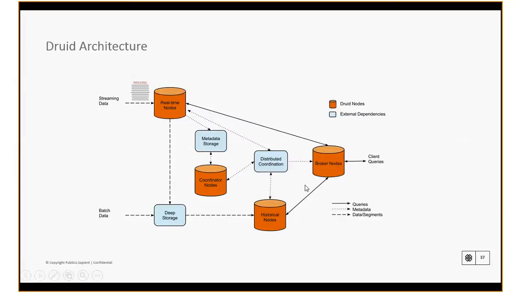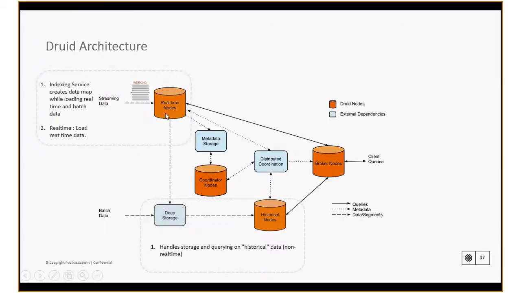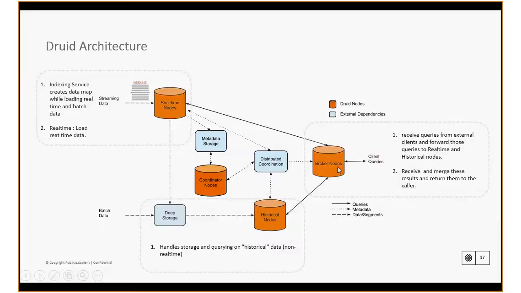If you look at the Druid architecture, you have four different nodes responsible for different things. We have this batch layer, which is basically the historical nodes, right? Whereas we have a real-time node, which handles your streaming data. It indexes as the data gets in. And then we have a query node, which we call a broker. It takes the queries and accordingly diverts them to either real-time or historic, as the case may be, right?